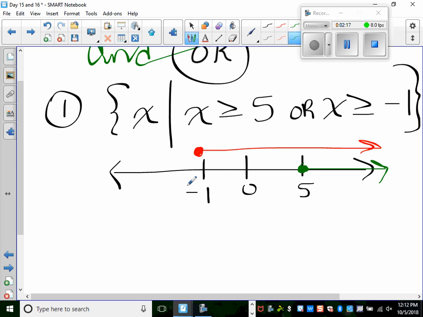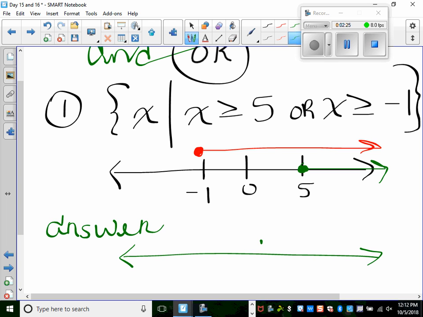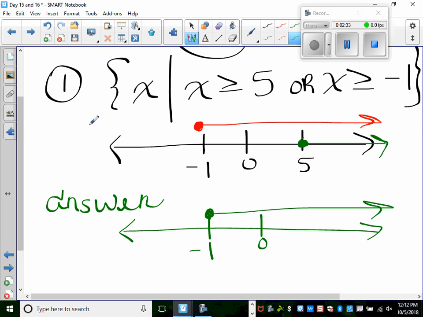So this is not your final answer. So your final answer would look, and let's put answer. Your final answer will look like this: at -1, closed dot, shaded to the right. It will not have both of these graphs on it. It will just have one graph because this one graph satisfies both answers.